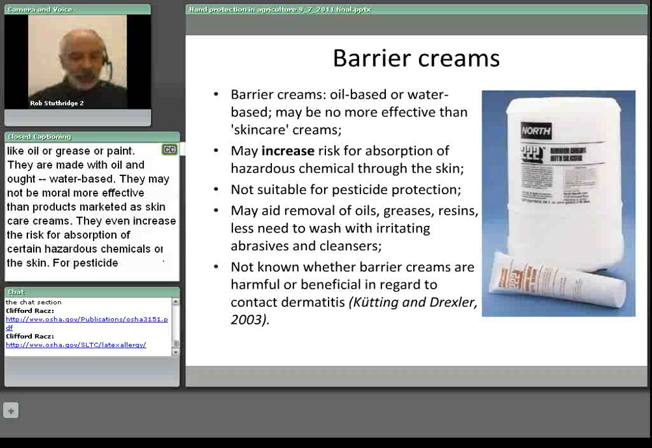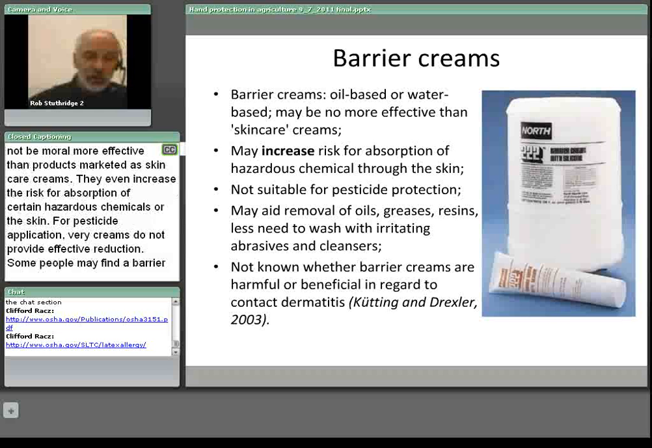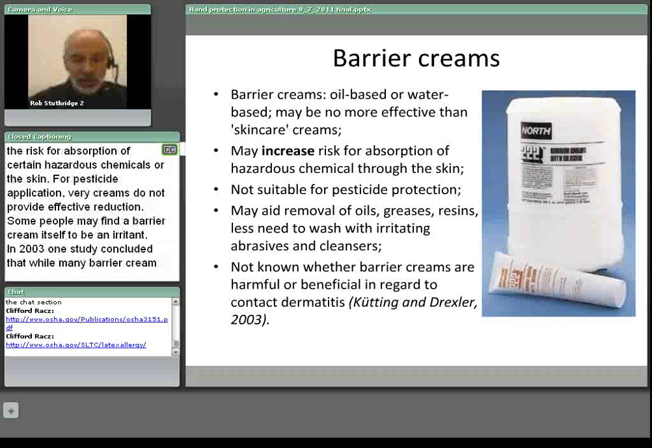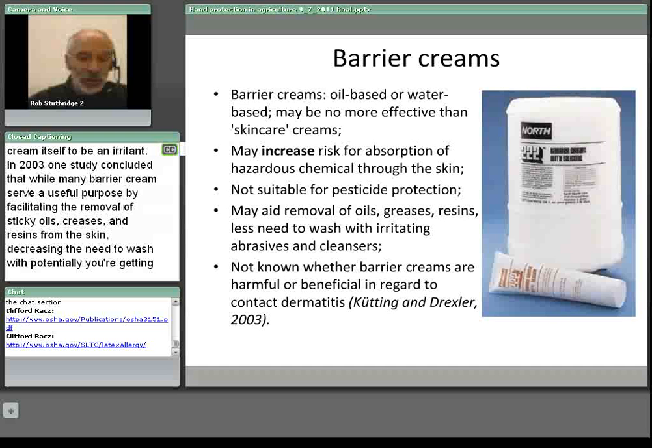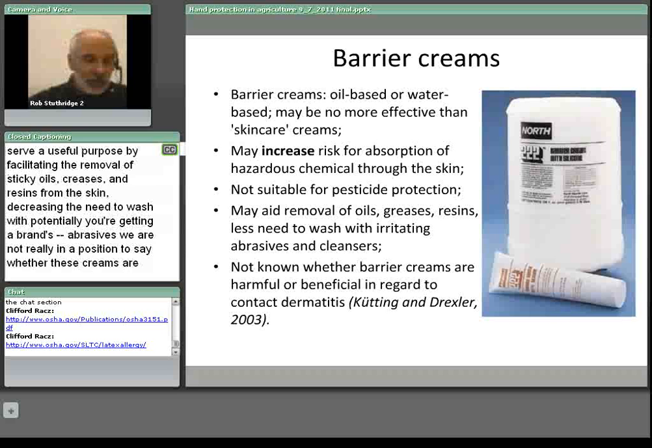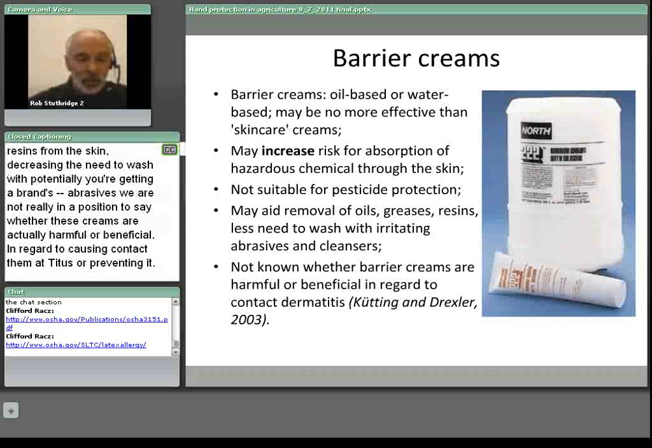In 2003, one study concluded that while many barrier creams serve a useful purpose by facilitating, quote, the removal of sticky oils, greases, and resins from the skin, decreasing the need to wash with potentially irritating abrasives and waterless cleansers, we're not yet really in a position to say whether these creams are actually harmful or beneficial in regard to causing contact dermatitis or preventing it. In general, appropriate gloves together with the right skin cleansing and moisturizing procedures are probably the most effective ways to prevent contact dermatitis if the handling of irritants is really unavoidable.